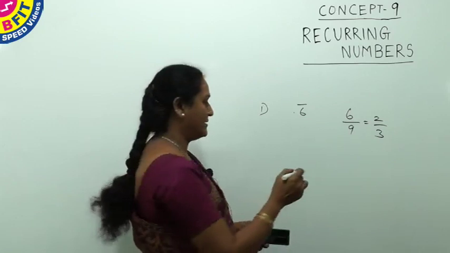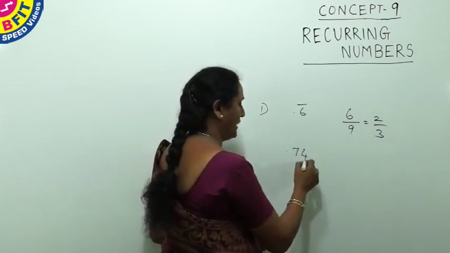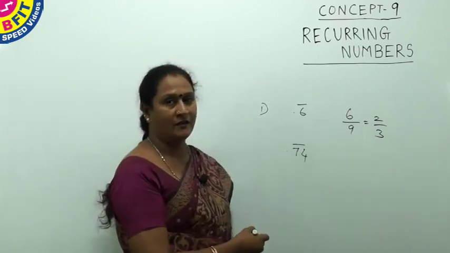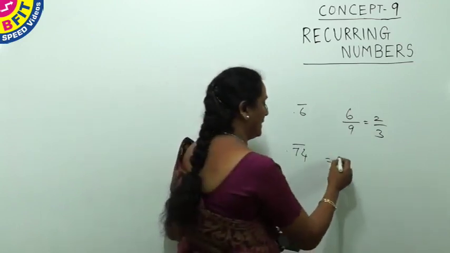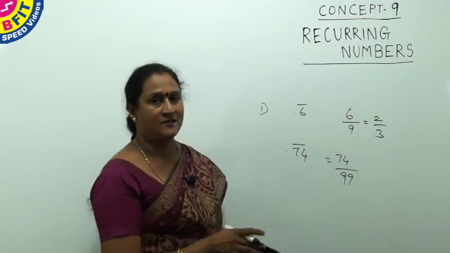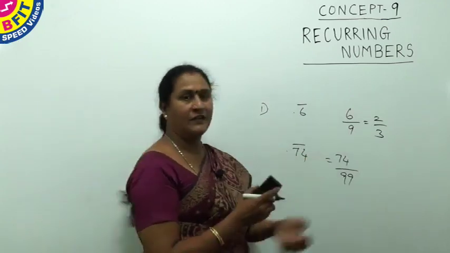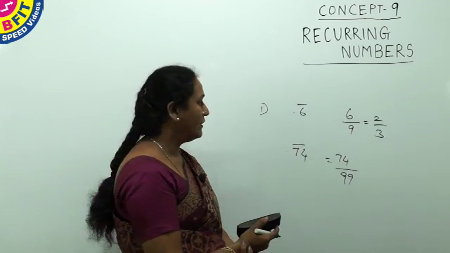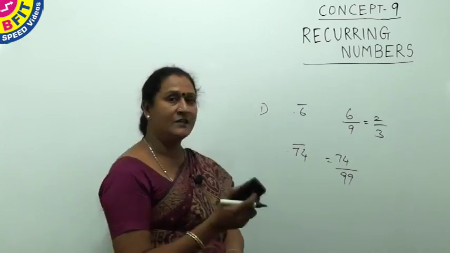Suppose for example you have a number like 0.74 recurring. Now what will be the answer? It is 74 by 99. So just seeing the question, we can write out the answer. Now we'll see the answer for the second question.